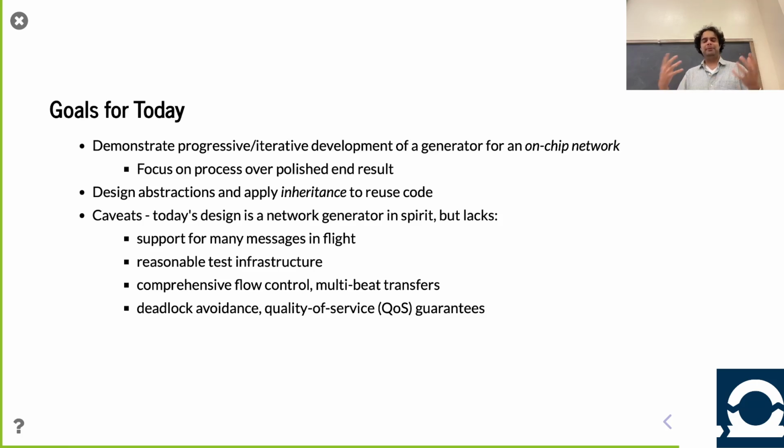Maybe you want to have really clever things for flow control or multi-beat transfers, in other words, ways to stream data through the system. We're not going to have that. And all sorts of other concerns from network design, things like deadlock avoidance, quality of service. Yeah, we're doing a much simpler thing today and just covering the big picture, right? We're trying to build network components and make sure to have the pieces we want and put them all together.